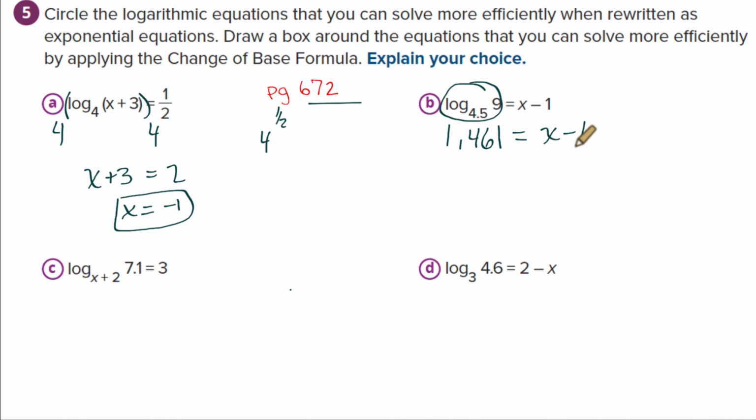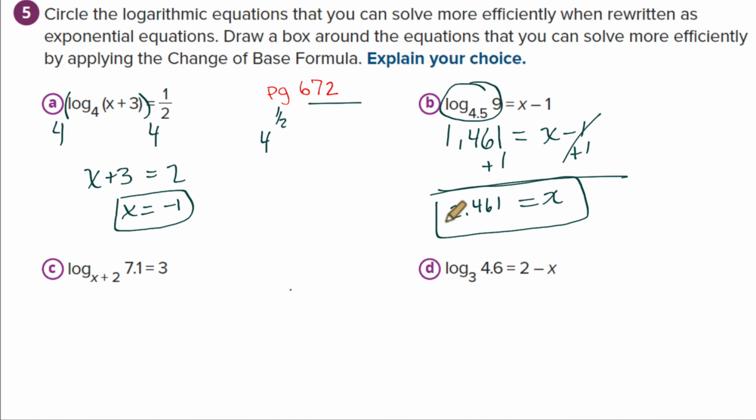Well, that's an easy equation. I can just add 1 to each side, and this is going to give me 2.461 equals x, because the 1s cancel. That is my answer for part B. So look, if they give you a base and they give you the argument, just put it in your calculator and figure it out. Why don't you do D right now? Pause the video and do D.